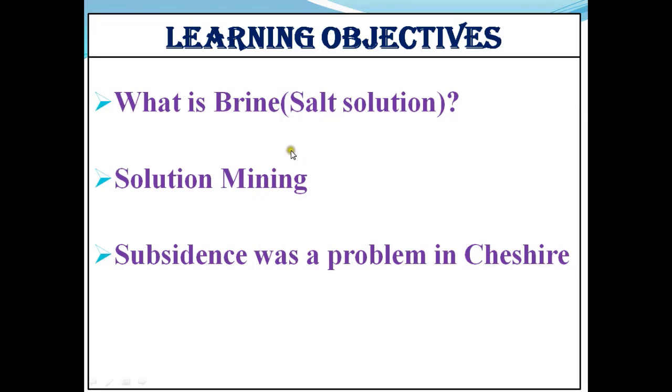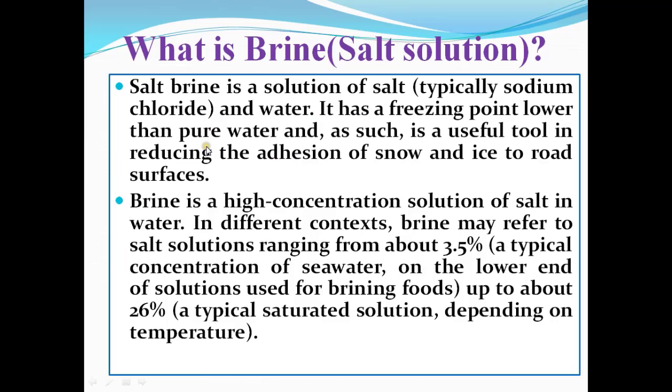So first thing we are going to see is about brine. Here brine is a salt solution. Salt brine is a solution of salt, typically sodium chloride and water, and it has a freezing point lower than pure water, and as such is a useful tool in reducing the addition of snow and ice to road surfaces.